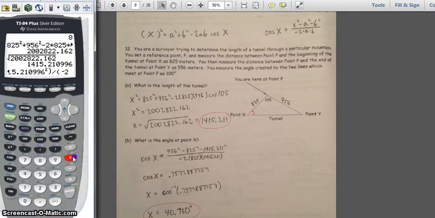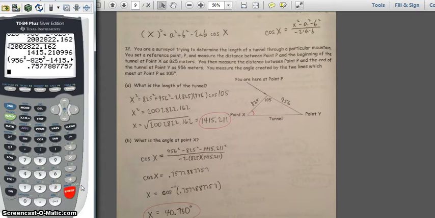negative 2 times 825 times what I got from previous there. Once I do that, I'm going to end up with a decimal. Usually you end up with a decimal. And then that is not the answer. Keep in mind that will be an answer choice trying to trick you.